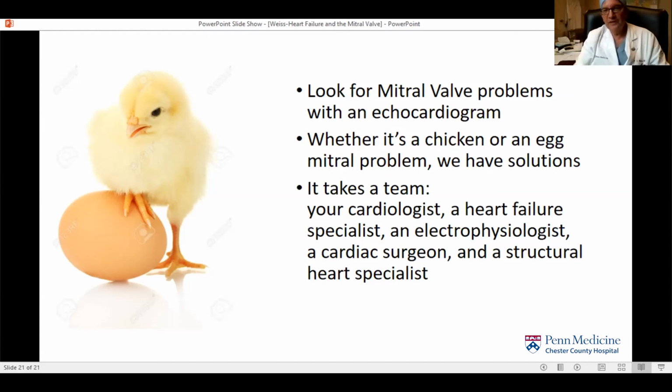The second message is, it doesn't matter to us whether it's a chicken, meaning a mitral valve problem that's causing heart failure, or an egg, meaning a heart failure problem that's causing mitral valve problems. We have solutions to both. And finally, I hope it becomes evident that with all these advances in heart failure treatment and all these other heart failure related areas like atrial fibrillation treatment, you need a whole team. You need a cardiac surgeon, you need an electrophysiologist, you need a heart failure specialist, and you need somebody like my colleague, Dr. Raza, who's going to tell you about structural heart approaches to this problem.